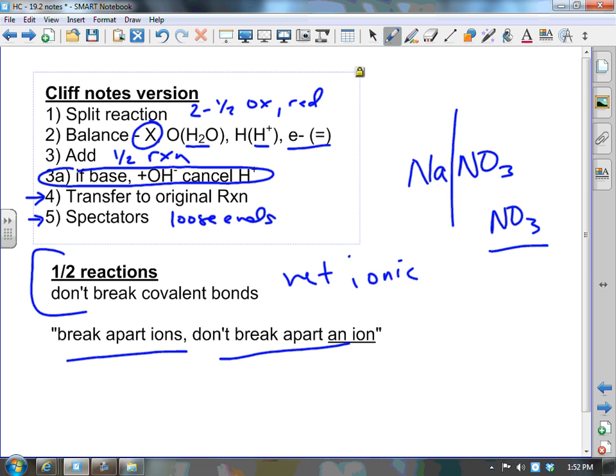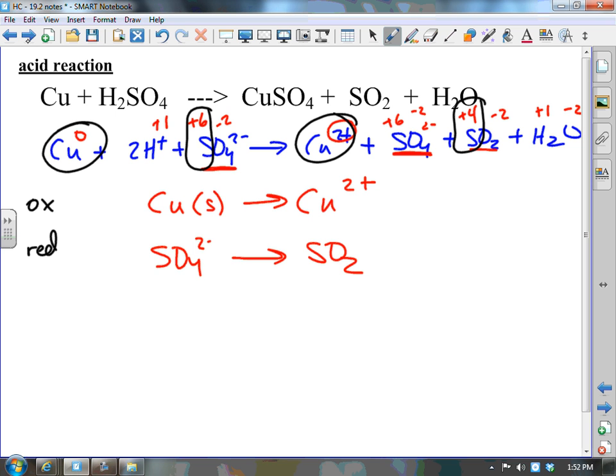Next step, balance the elements that aren't oxygen and hydrogen, then balance oxygens with water, hydrogens with H pluses, and electrons. This is where we do a bunch of stuff together. If I look at the first one, copper's balanced. There's no O's, there's no H's. The only thing I have left are electrons. Oxidation is loss of electrons. So that means that copper atom, if it became a 2+, must have lost 2 electrons. Reduction.